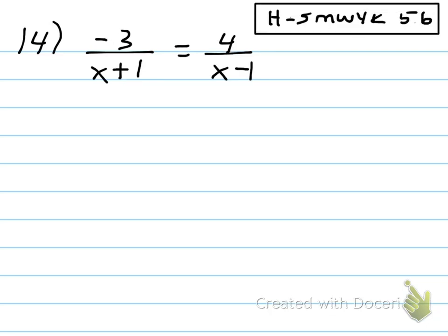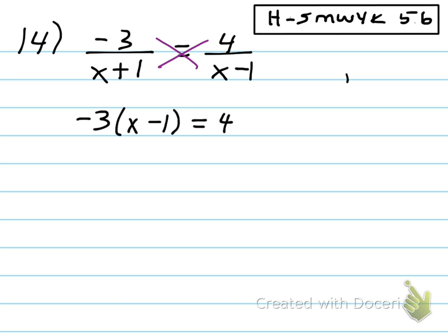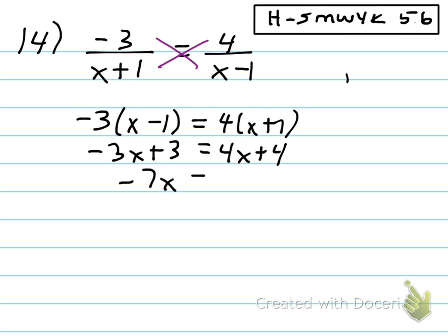All right, honors. This is 5.6, starting with 14. And I like the old cross product when I have proportions. So I've got negative 3 times x minus 1 equal to 4 times x plus 1. When I distribute, I get negative 3x plus 3 equal to 4x plus 4. I'm going to get negative 7 equal to 1.